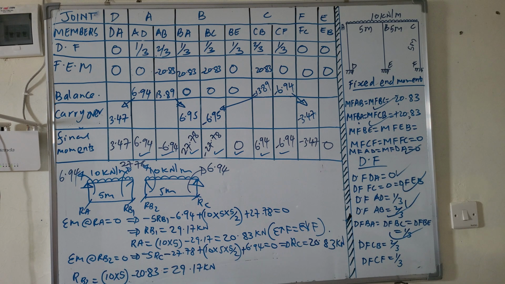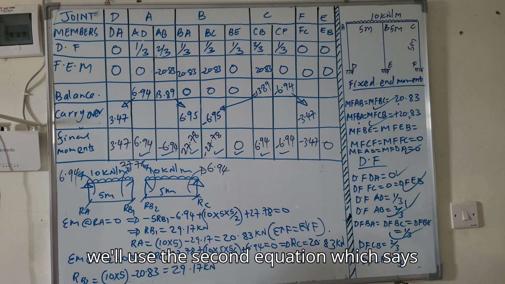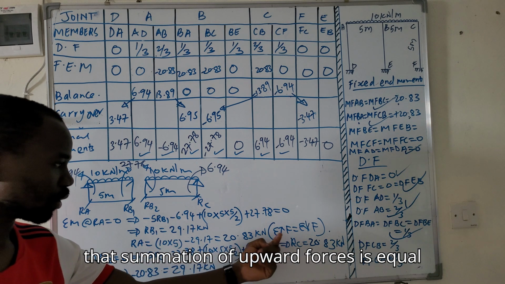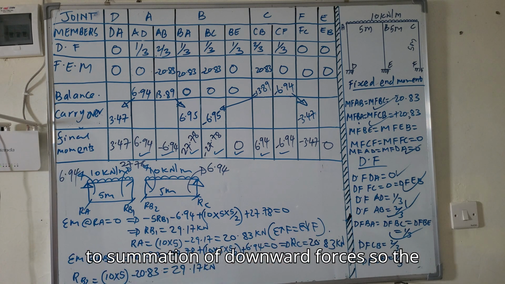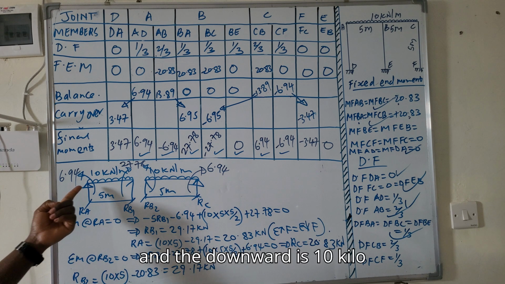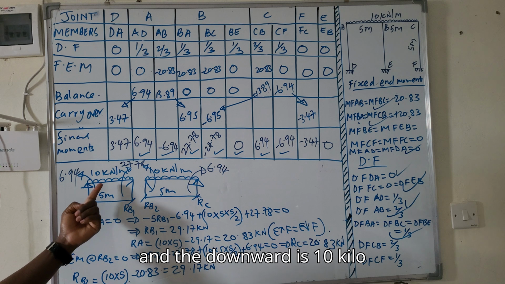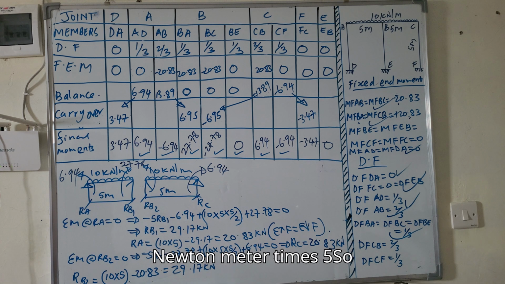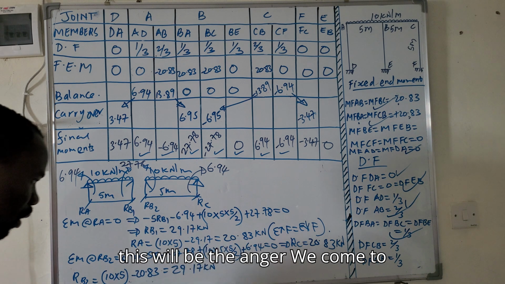To get RA, you'll use the second equation, which says that summation of upward forces is equal to summation of downward forces. So the upward forces is RA plus RB1, and the downward is 10 kilonewton per meter times 5. So this will be the answer.